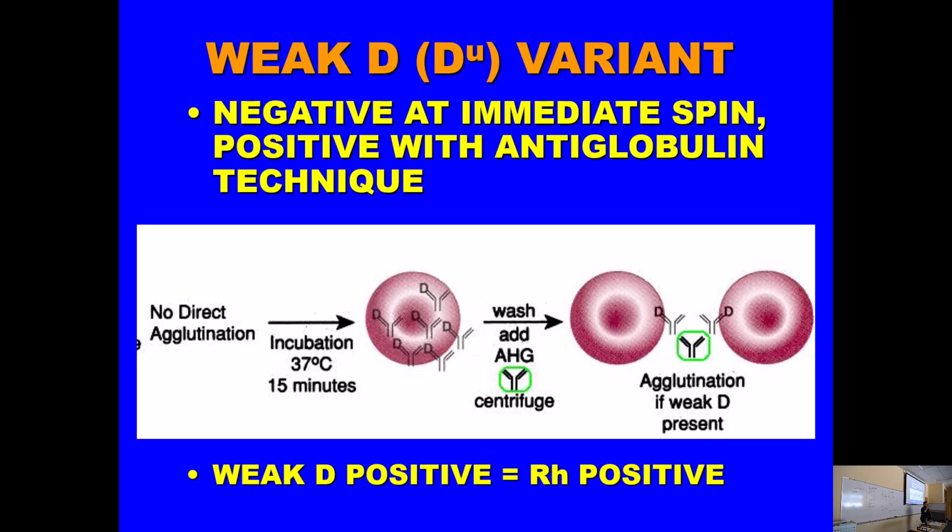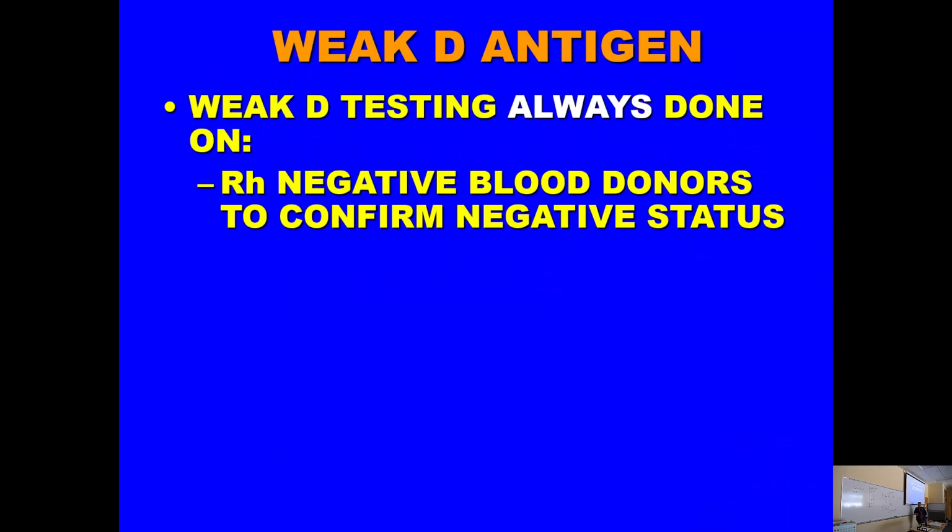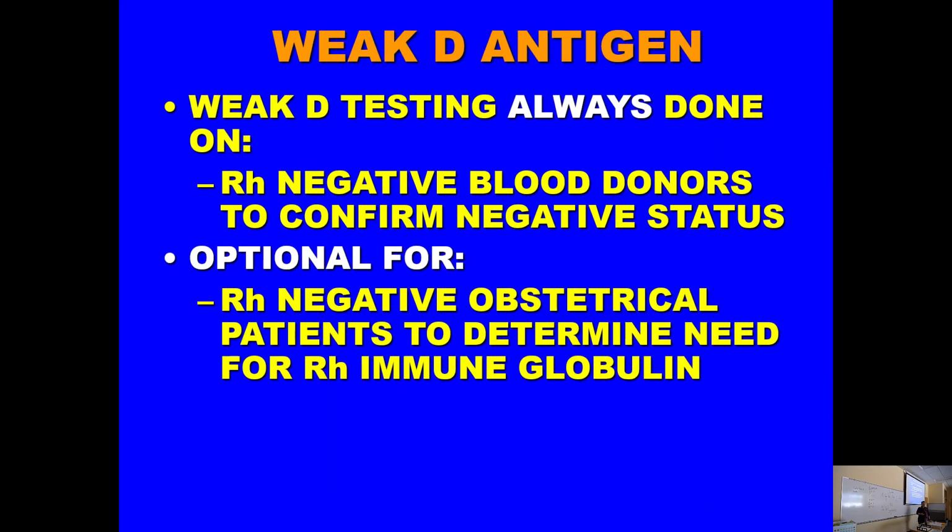So when you're figuring out those homeworks, if the weak D column is positive, they have big D. We always do this on Rh negative donors to verify it, and on babies of Rh negative OB patients to determine the need for Rh immunoglobulin. We don't tend to do it for OB patients, because if they look negative, we're going to treat them like negative.